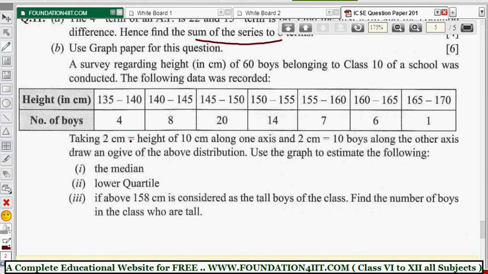If they mention the graph, you need to apply the same. 2 centimeters is equal to a height of 10 centimeters along one axis, and 2 centimeters is 10 boys along the other axis. So draw the ogive of the above distribution using the graph. Let us see this now. First you need to find the median, so let us find the median using the formula. If you prepare the graph, then you can find the median, lower quartile, everything easily.